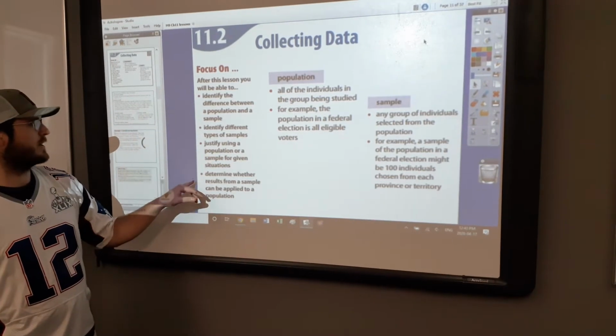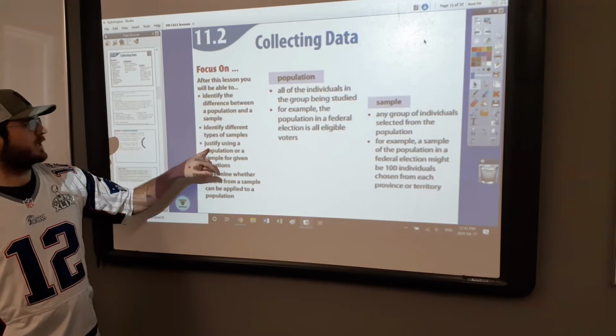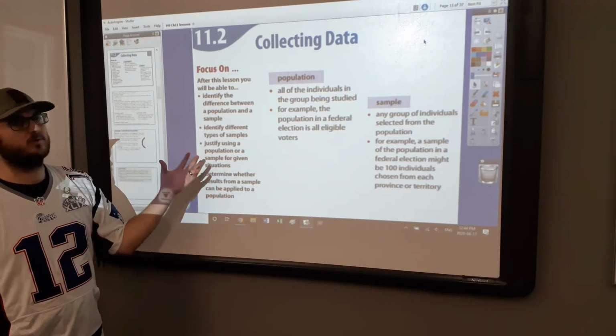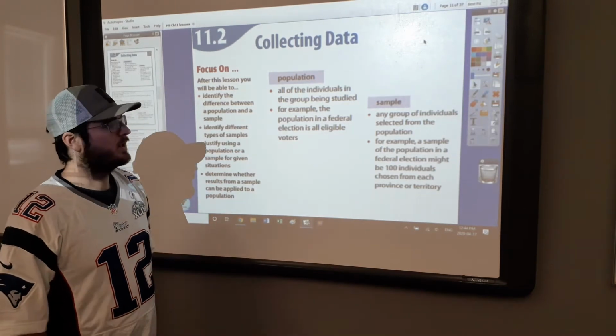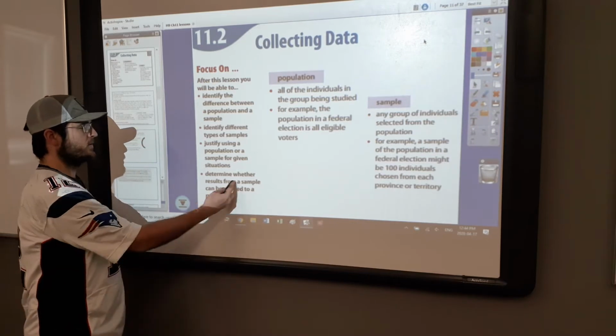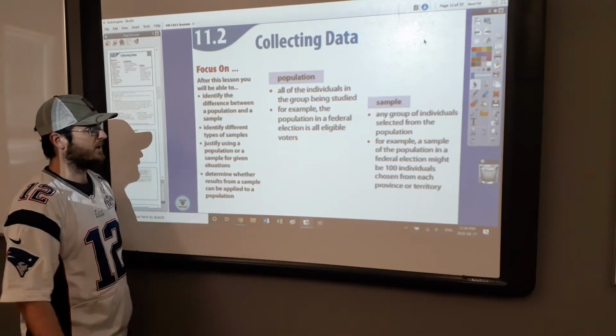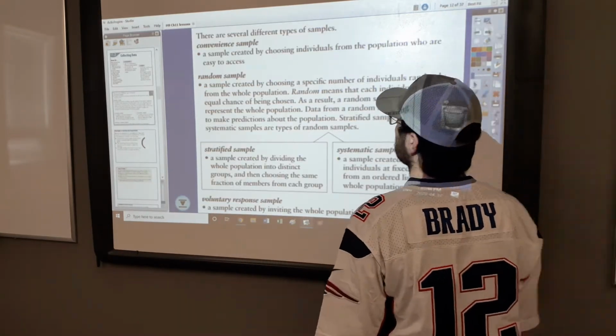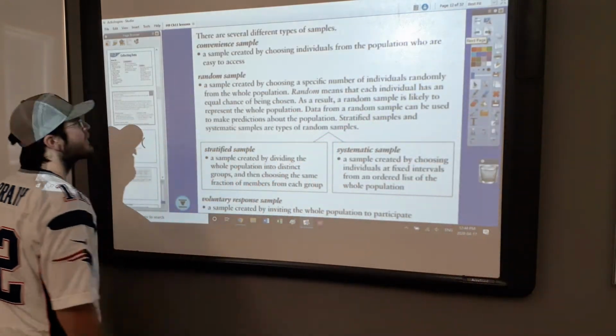Okay, so the different types of samples. Then we'll also look at justifying whether we should use the whole population or find a sample. So depending on the situation, you could go one way or the other. And then finally, determine whether the results from a sample can actually be applied to a population. So we'll look at a few of those things in this section.